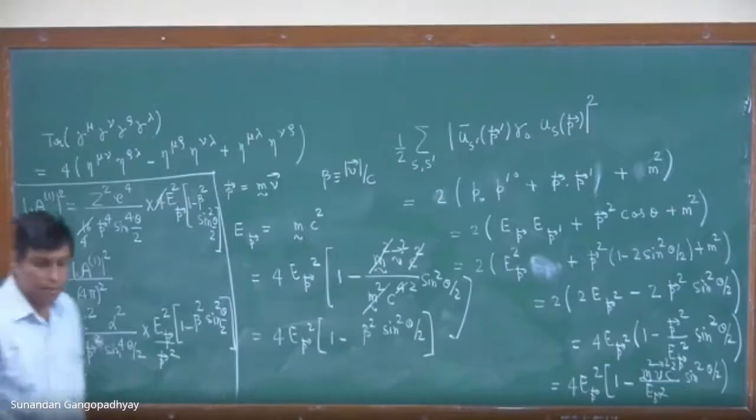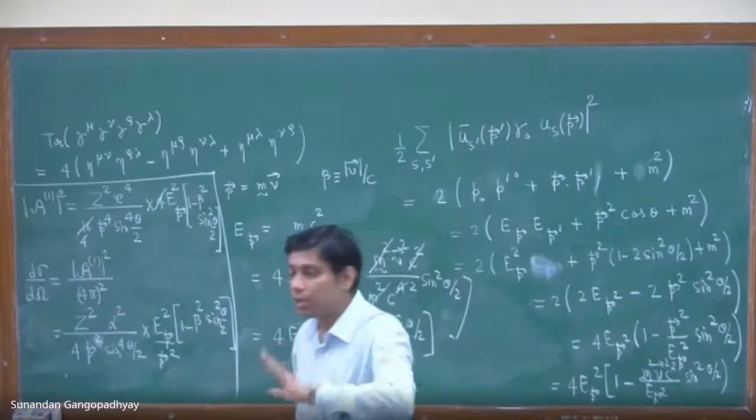Sir, I have a question. Yes. Sir, that first part, z square e to the power 4 by 16 p to the power 4, is that for the non-relativistic case? No, that is not the non-relativistic case.